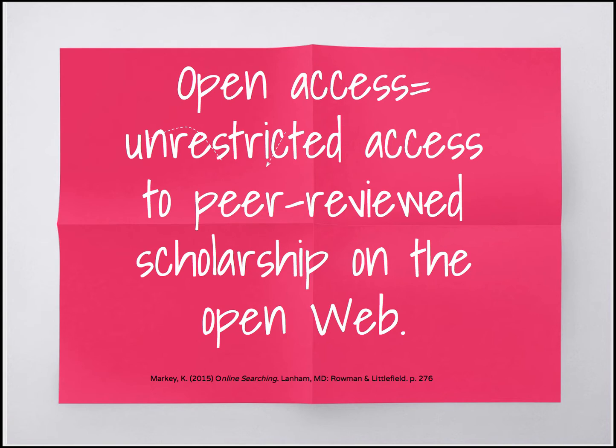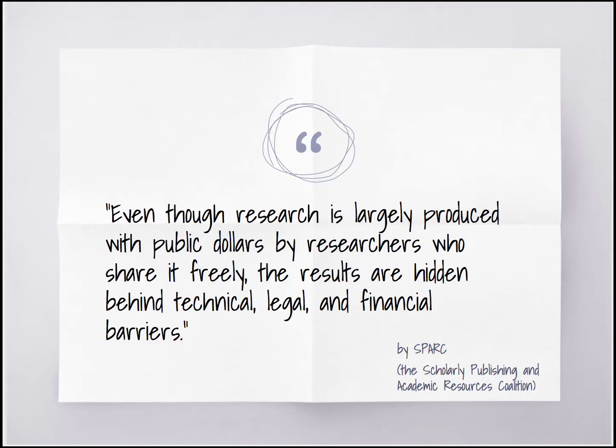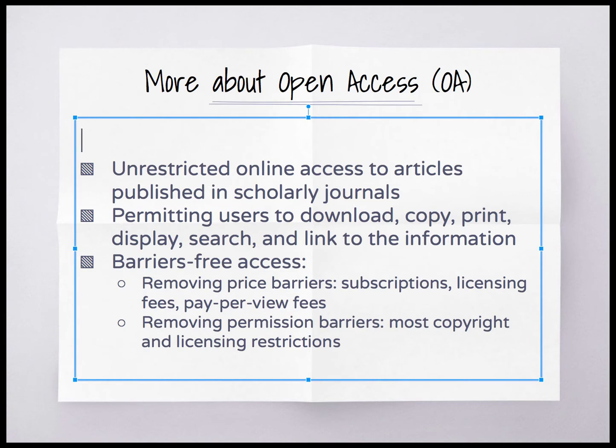Open access is the unrestricted access to peer-reviewed scholarship on the open web. It's interesting, according to SPARC, the Scholarly Publishing and Academic Resources Coalition, that even though research is largely produced with public dollars by researchers who share it freely, the results are often hidden behind technical, legal, and financial barriers. Open access presents a new model for scholarly publishing, with unrestricted online access to articles published in scholarly journals.